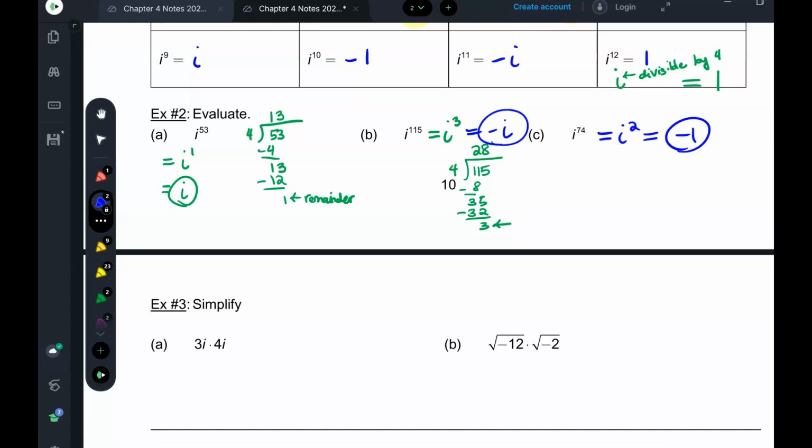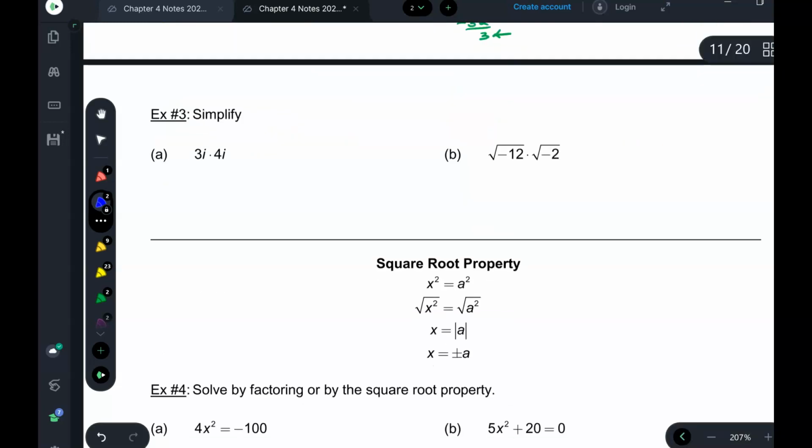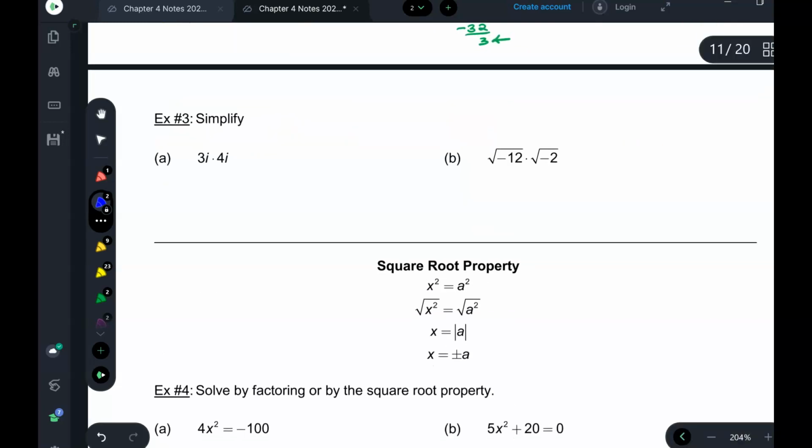Okay. So if I gave you a really big number, like 1,037, could you figure out which one of these it would be? Without a calculator, 1, right? Because 1,036 is divisible by 4, so it would be i to the first. Okay, if it's a little confusing, so yeah.